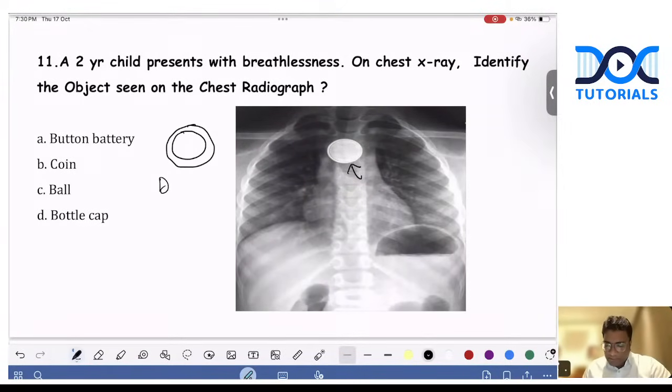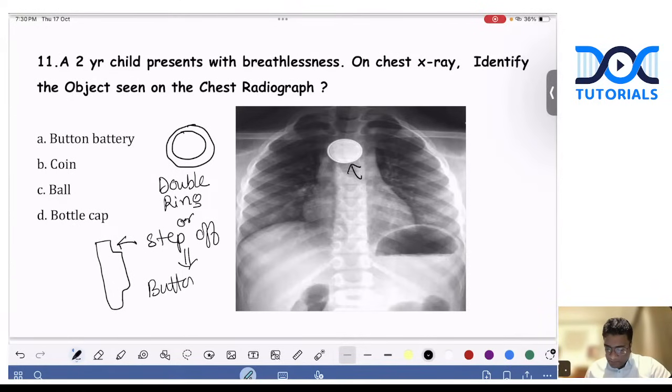So if you're seeing a double rim or a double ring, and on a lateral radiograph, sometimes they give you a lateral radiograph, I'll be able to see a step off. These are suggestive of button battery. So two signs that I want you to remember for button battery: on the frontal radiograph, you will see this double ring, and on a lateral radiograph, you will see the step off. This is button battery.